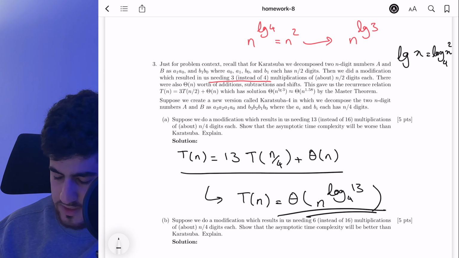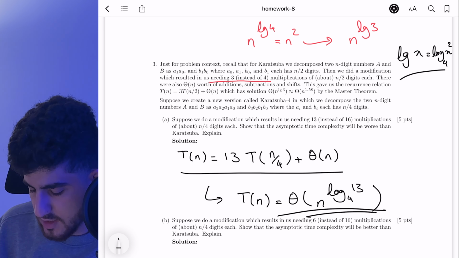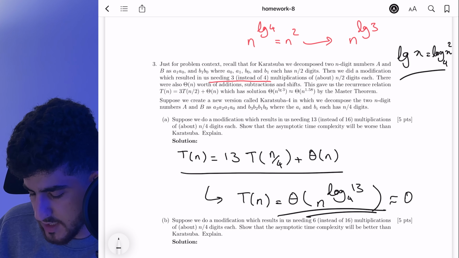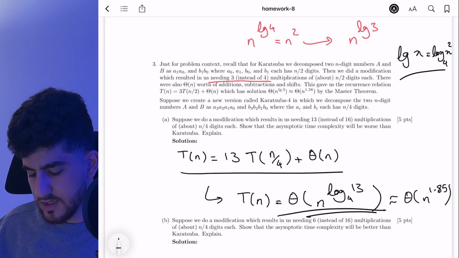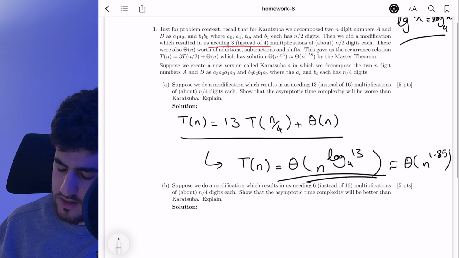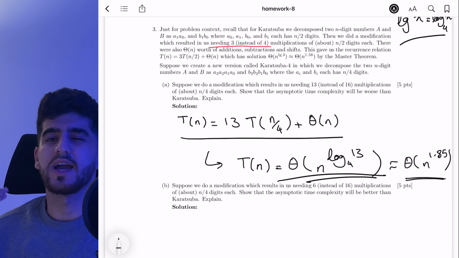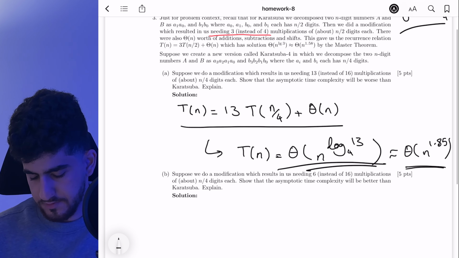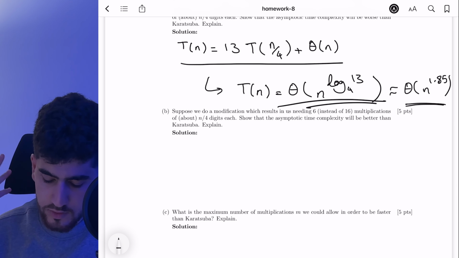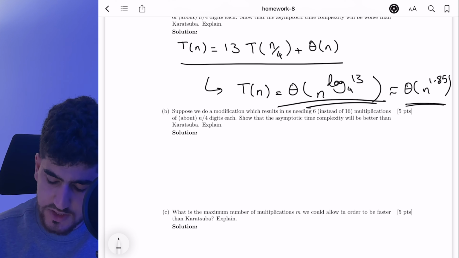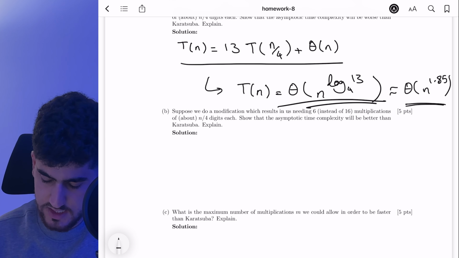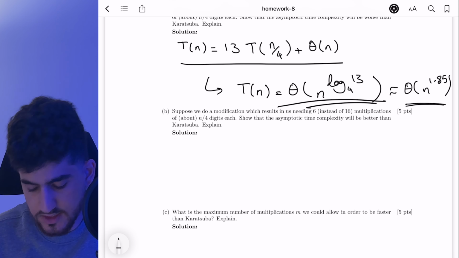Right? So anyways, but it is not important. You can also calculate it, and you can see that it's going to be around n to the power of 1.85, just using a calculator. This tells us that the answer is going to be worse than what we had in Karatsuba. The next one: suppose we do a modification which results in needing 6 instead of 16 multiplications.